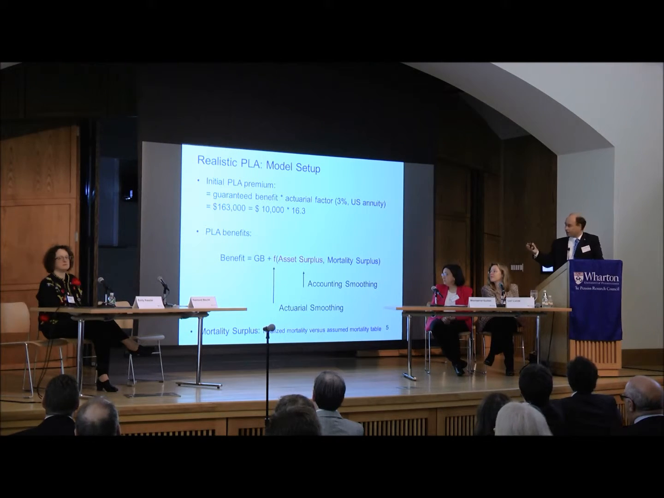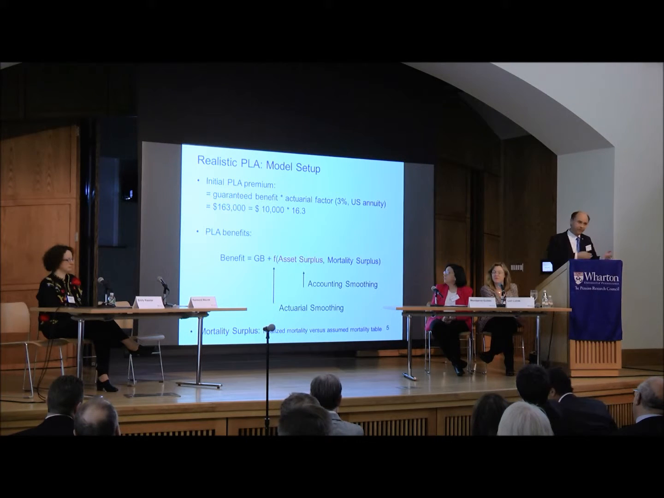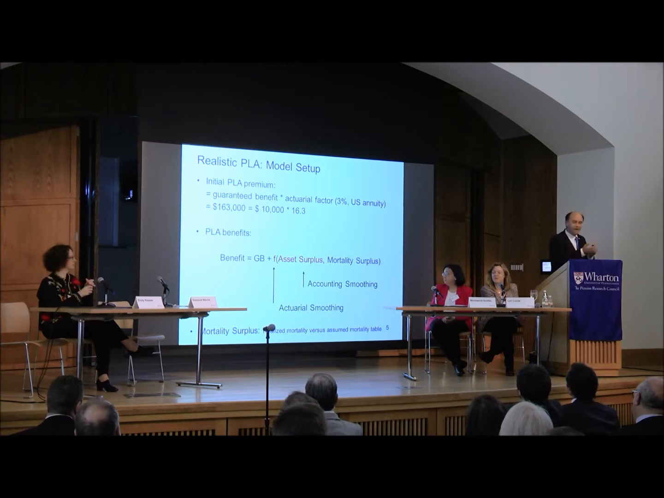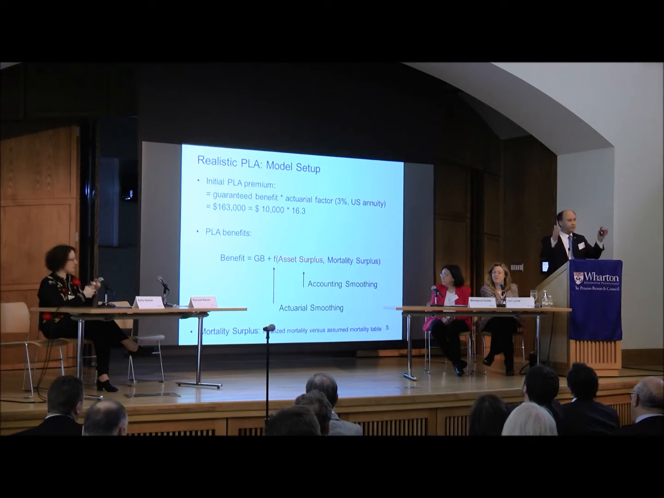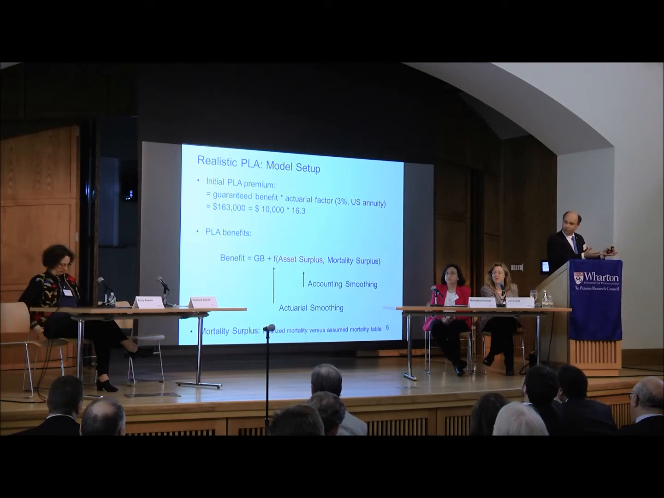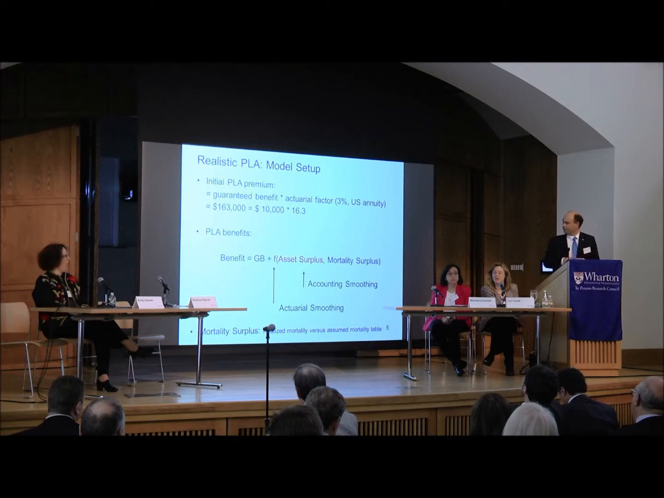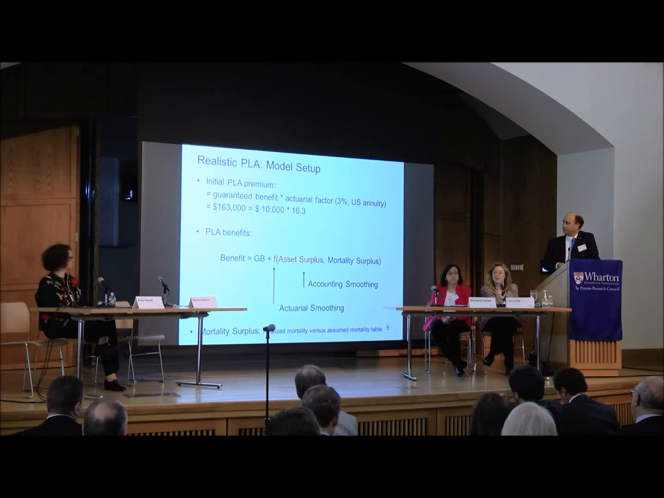The surplus is a function of the asset surplus and the mortality surplus. For the asset surplus, the accounting rules come into the situation. If you have an asset surplus and a mortality surplus, then you have the actuarial smoothing. The mortality surplus is relatively easy. You have to observe the pool of your annuitants and compare this to the assumption in your mortality table. This is relatively easy. Now, how it's going with the asset surplus is more complicated.